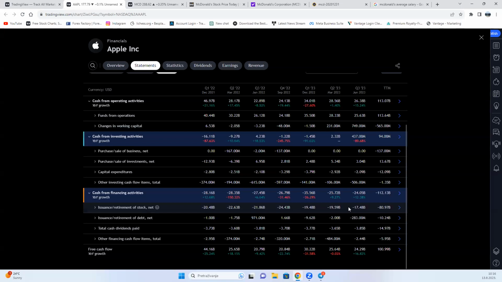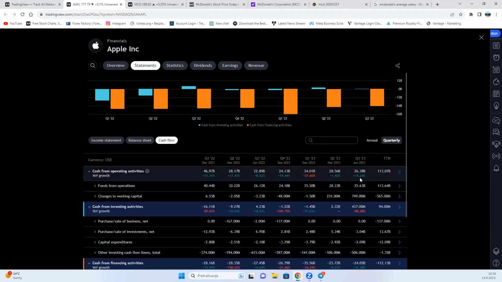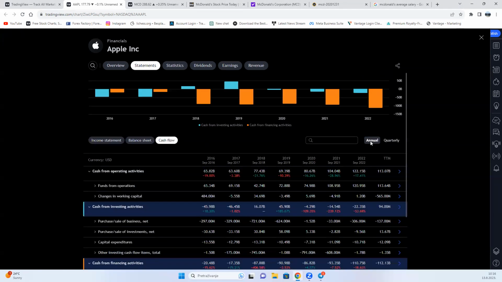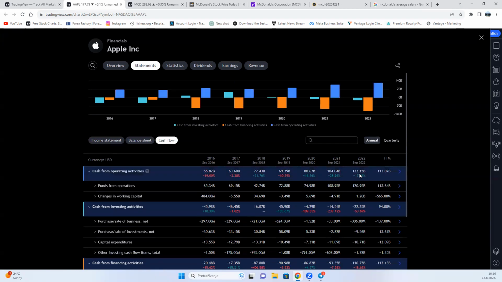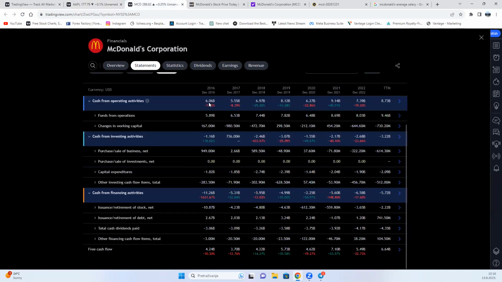So let's look at, for example, Apple stock. Look at this: 65 billion in 2016, 122 billion in 2022. This is why Apple is Apple. This is why America is America. Let's look at McDonald's: 6 billion in 2016, 7 billion in 2022.